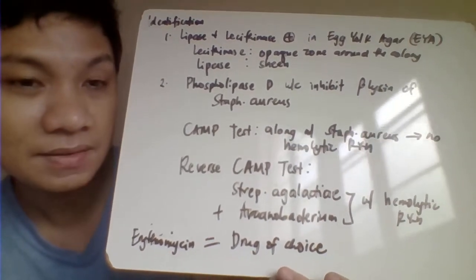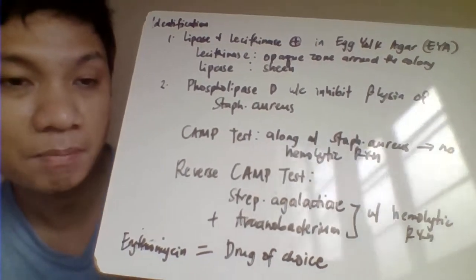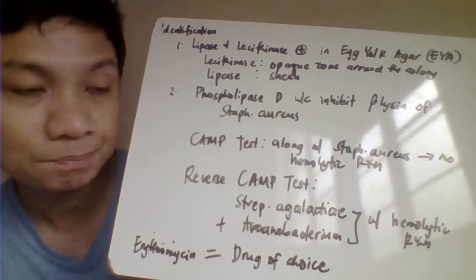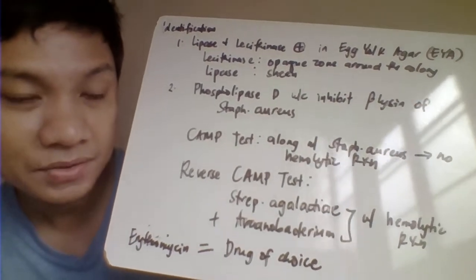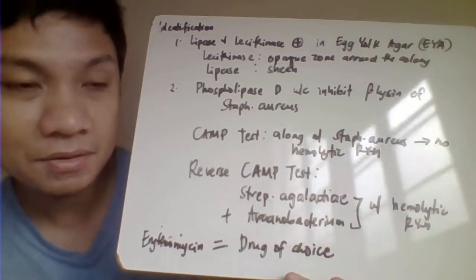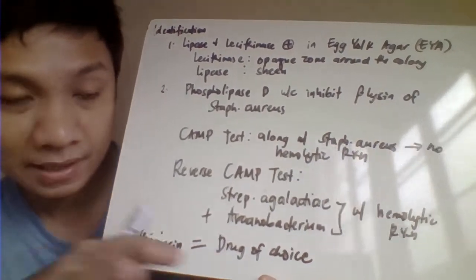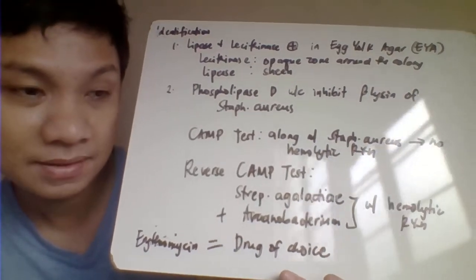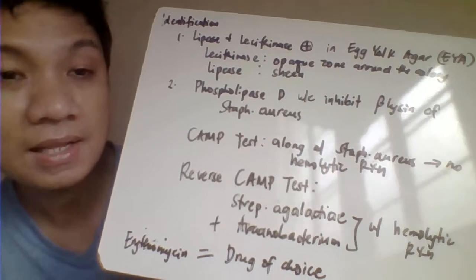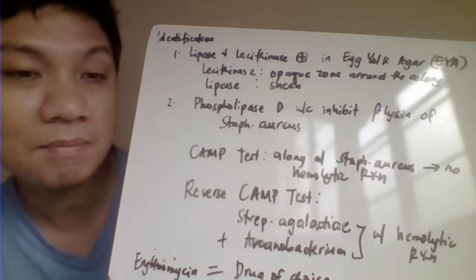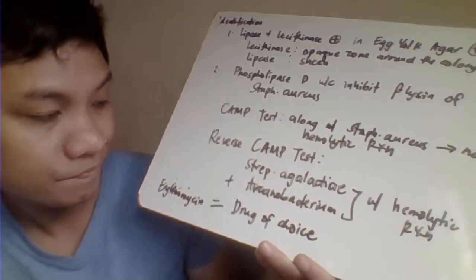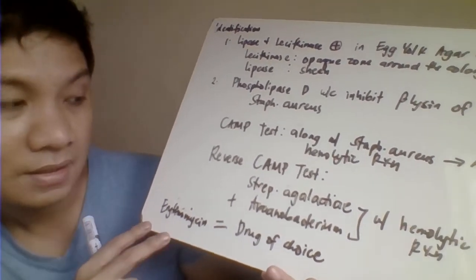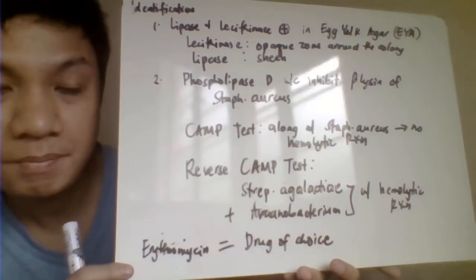Because again, the beta-lysine produced by Staph aureus is inhibited by the phospholipase D of your Echinobacterium. But if we streak your Strep agalactiae, then streak your Echinobacterium perpendicular to that, it is able to produce a hemolytic reaction here. And therefore, you call it your reverse CAMP test. So instead of the Staph that we used, we used Strep agalactiae, making this your reverse CAMP test. Okay, then the drug of choice for that would be your erythromycin.